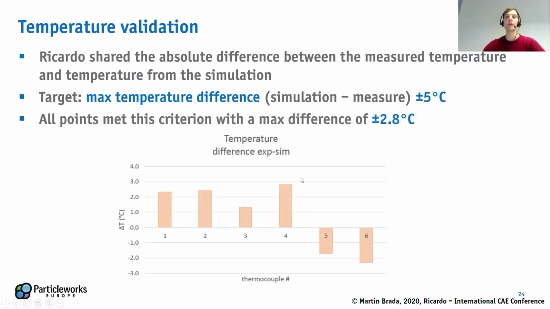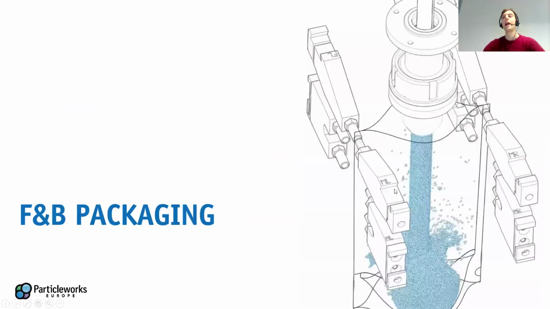And you see here the gaps are below 5 degrees. It's actually what was required. And the max difference found between experimental and, let's say, the Particleworks result was actually half of that gap, so 2.8 degrees. So very promising first validation of the method.